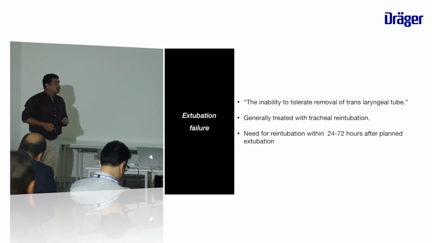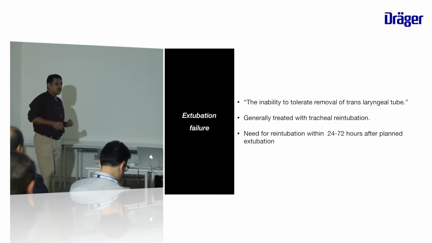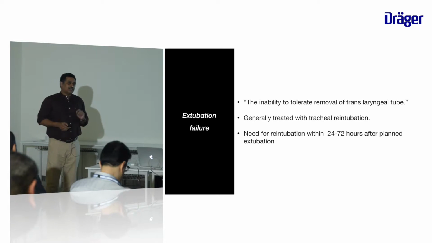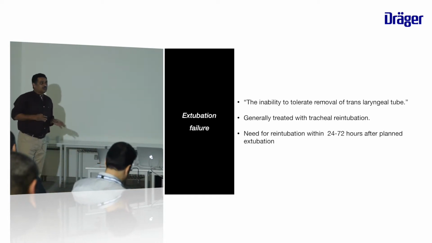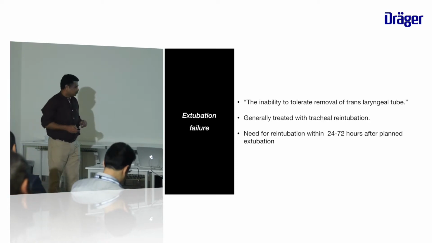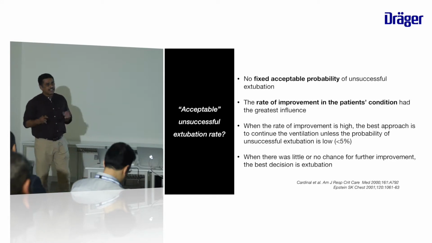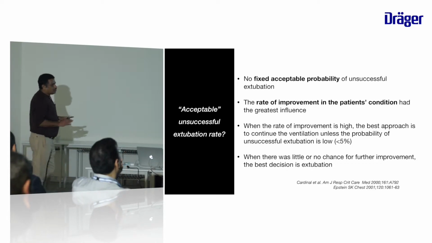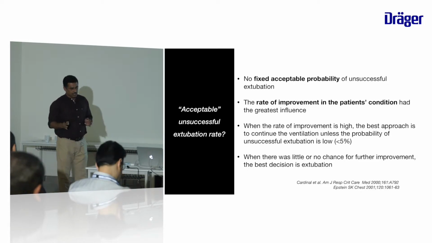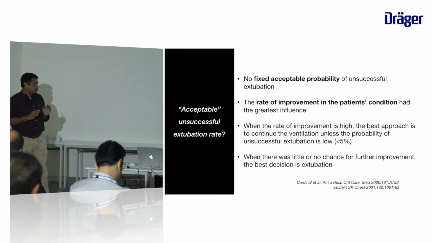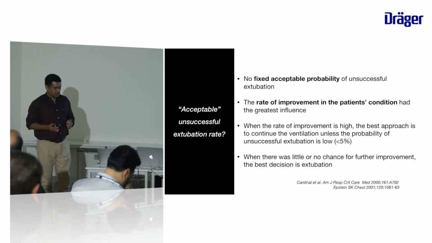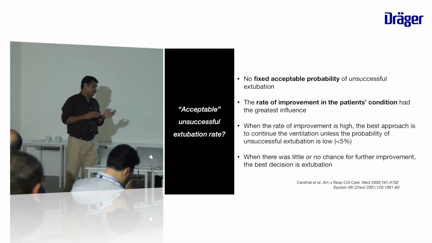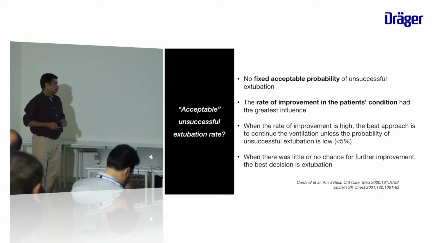Coming to extubation failure, it is the inability to tolerate the removal of the translaryngeal tube. It can be a tracheostomy tube or an endotracheal tube. It is generally treated with reintubation and usually occurs 24 to 72 hours after extubation. So, is there any acceptable range or acceptable probability of extubation? There is no acceptable probability. What we have to consider is how the patient progresses. If the patient progresses relatively well, you can wait for extubation. If you think the patient's progress on the ventilator is not so great, you can think of extubation at the earliest, giving a trial of extubation.